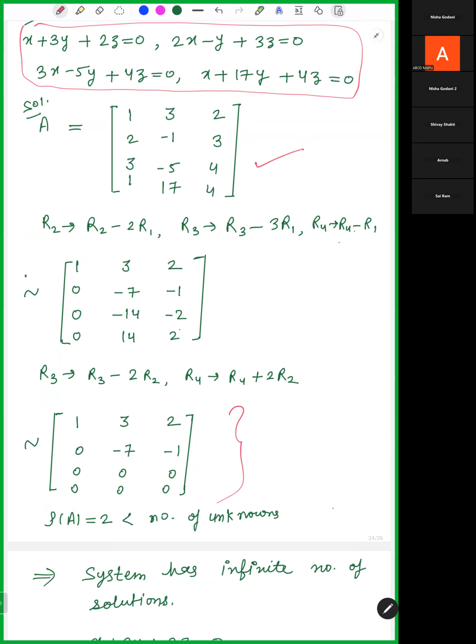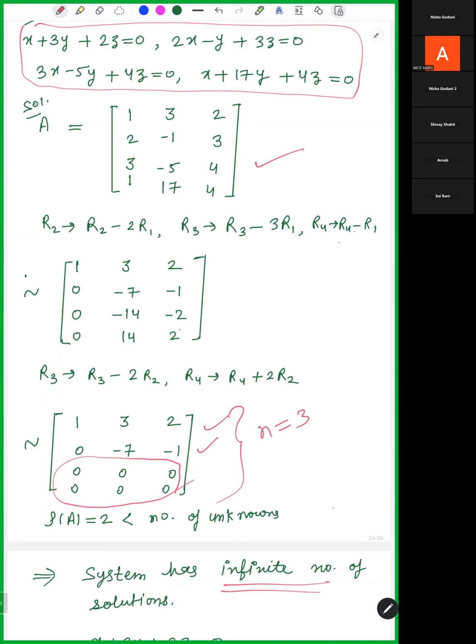So what is the rank here? Here there are two rows which have zero elements, so the rank will be only 2 because the number of non-zero rows is 2. But how many unknowns are there? There are 3 unknowns, n is 3. So this means the system has an infinite number of solutions.